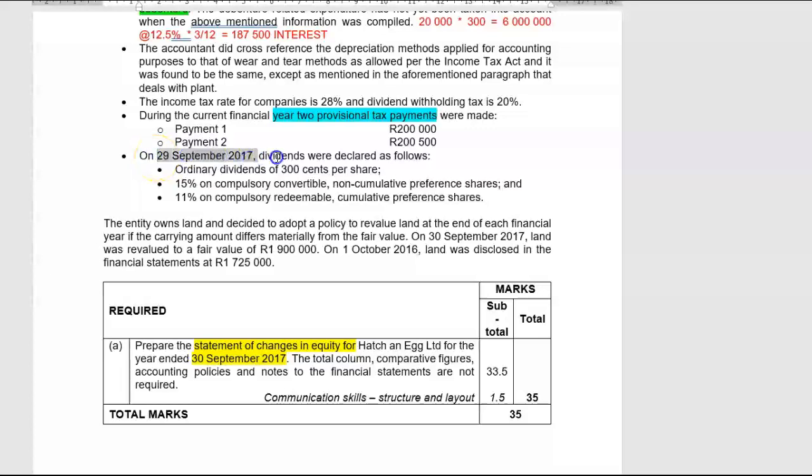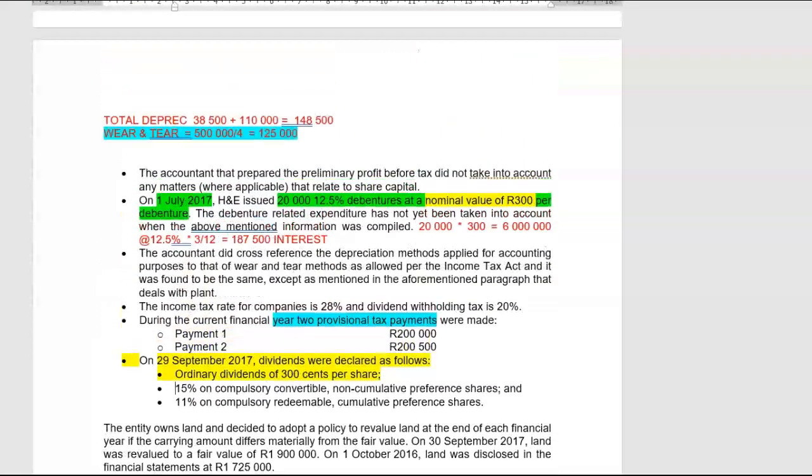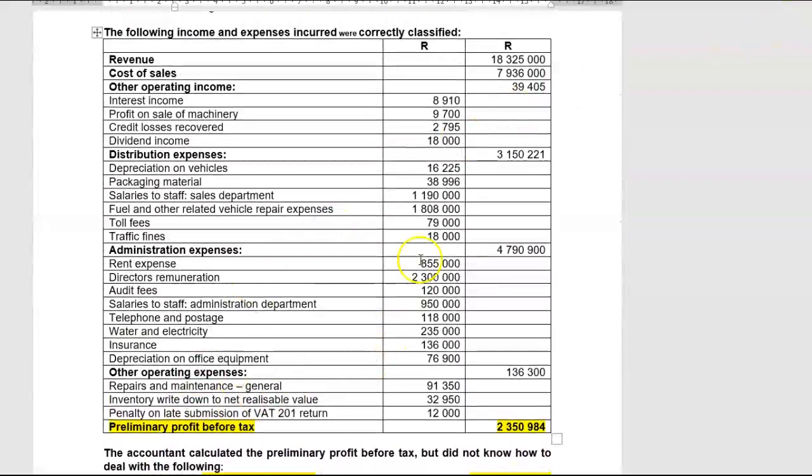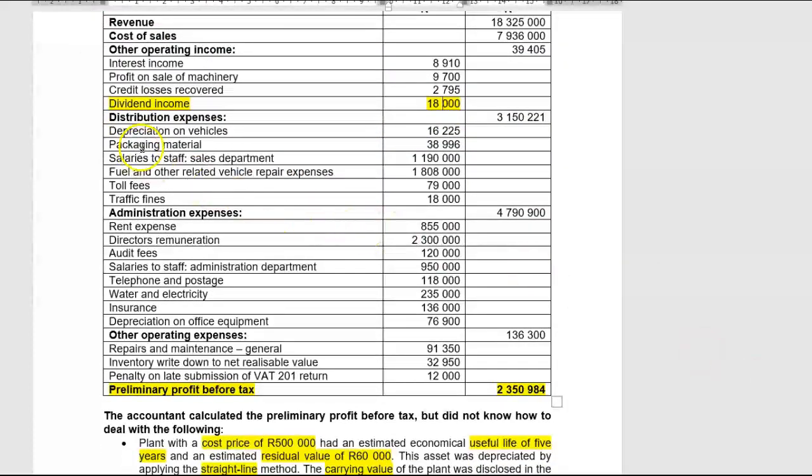Good, then on 29 September, dividends were declared as follows. Now, before we get to the dividends, let's finish off our net profit story. Let's just go back here to this long income statement that I gave us. And let's run through it. Interest income, profit on sale of machinery, credit losses recovered, and then we have dividend income. Dividend income, why did I color it in? Because it's not subject to normal tax.